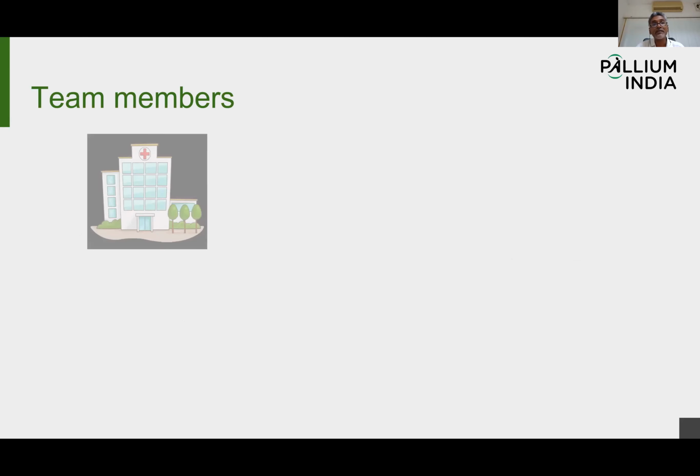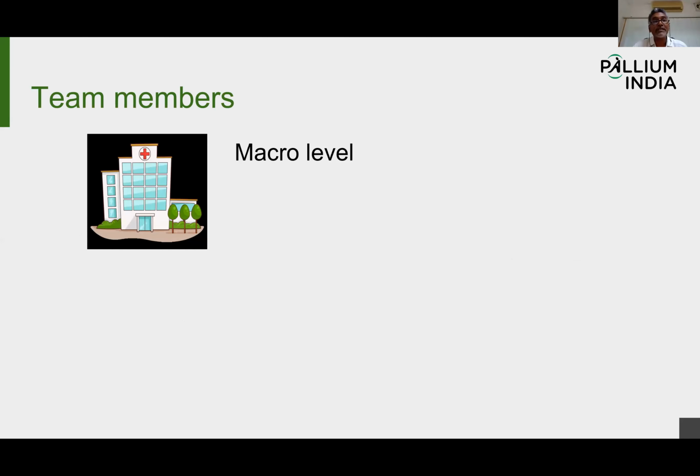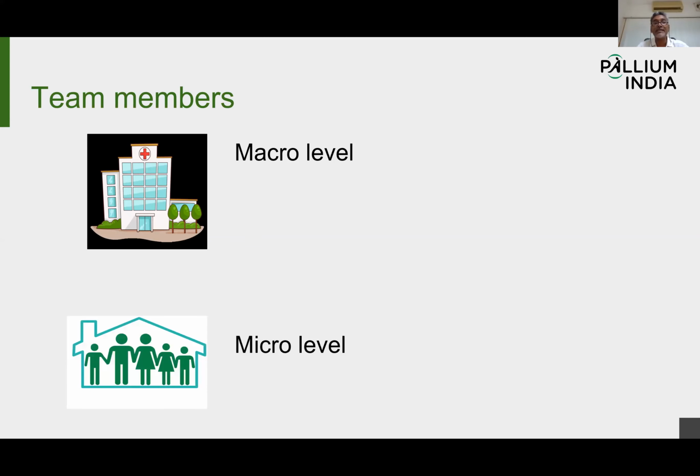So, here is a typical scenario. You have the medical facilities at the macro level. We're talking about hospitals, the government, private sector, whatnot, and other institutions which are providing the care. And then, of course, we have this at the micro level, which is always, remember, the family. And that is the first level of medical care or healthcare that everyone has got access to.